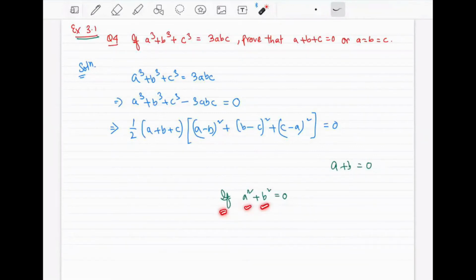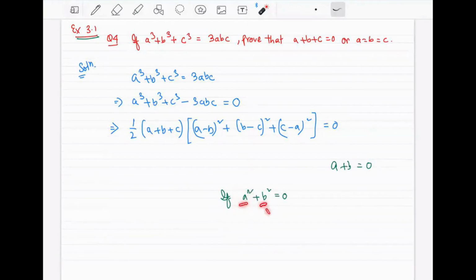If A square plus B square is equal to 0, there is no possibility that A square will be negative. This cannot be negative. Why? Because there is a square here. So let's say I have -2. -2 square will be how much? -2 into -2, so we will have +4. We are getting a plus sign, right? So whenever you see a square number, you should always assume that this is a positive value. What about B square? There is a square here also, so that means this must be positive.